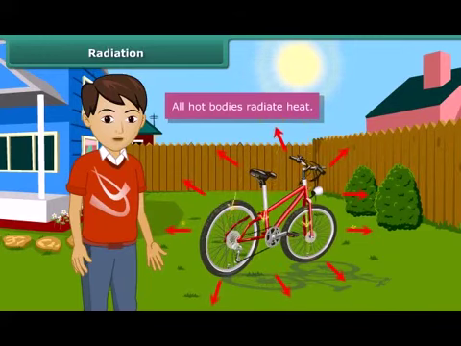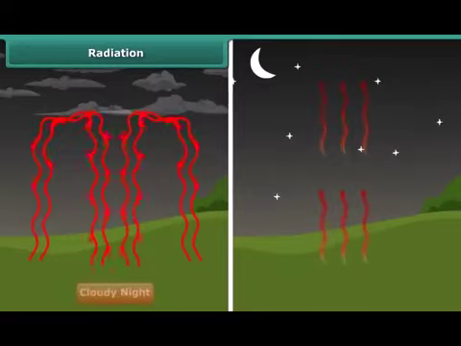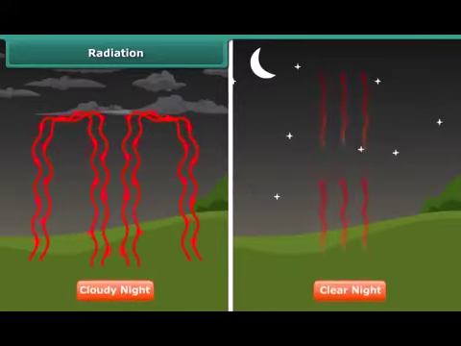When this heat falls on some object, a part of it is reflected, a part is absorbed, and a part may be transmitted. The temperature of the object increases due to the absorbed part of the heat. A cloudy night is hotter than a clear night. When the sky is clear, the heat radiation goes into the atmosphere, but due to the presence of clouds in the sky, these thermal radiations are reflected back to the earth and one feels warmer.